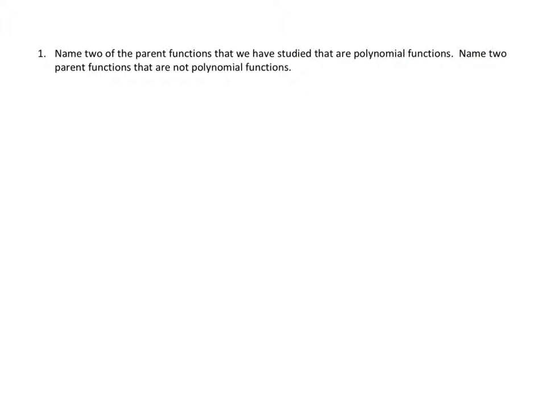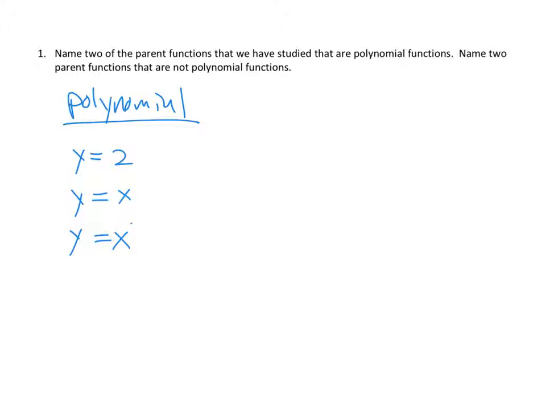If we think about our parent functions that are polynomial functions, we have quite a few. So our polynomial parent functions would include our constant function, like y equals some constant like 2. Our linear function, y equals x. Our quadratic function, y equals x squared. And our cubic function, y equals x cubed.